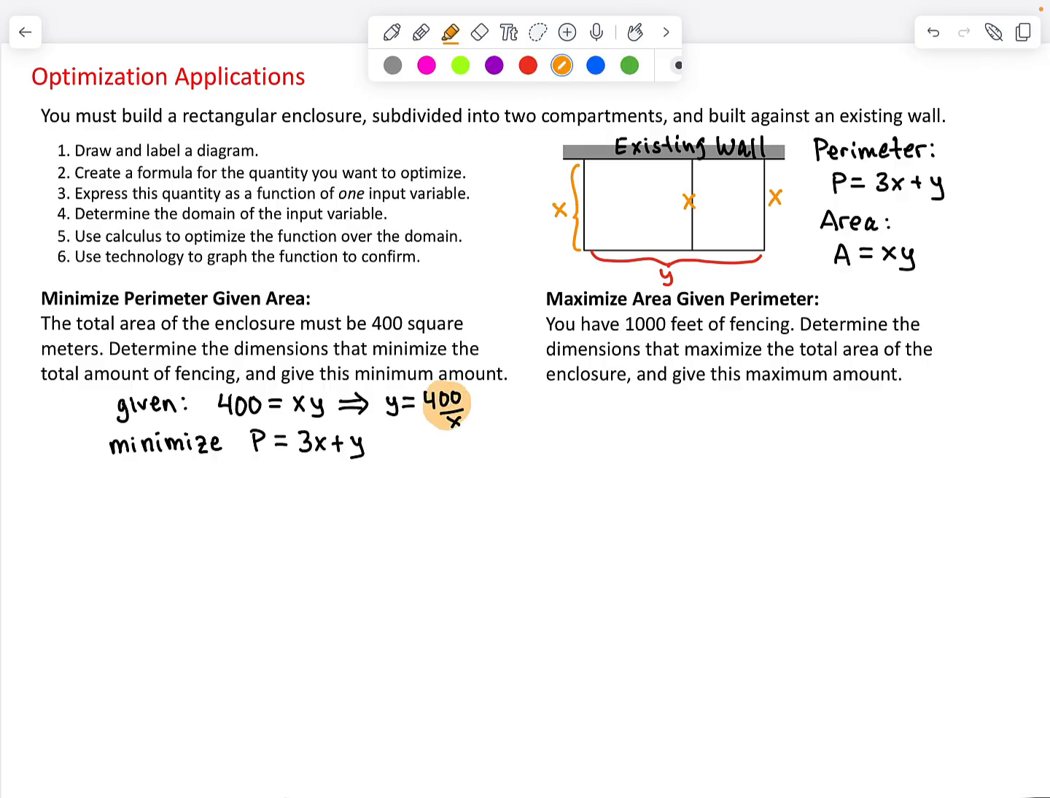This expression can be substituted in for the Y in our perimeter formula. So we get perimeter is equal to 3X plus 400 over X. And now perimeter is a function of one variable. You tell me X, and I can calculate perimeter.